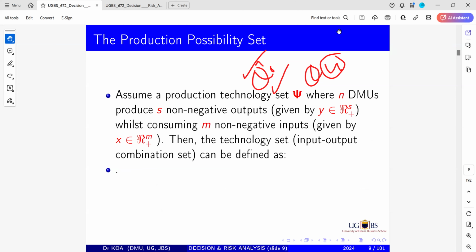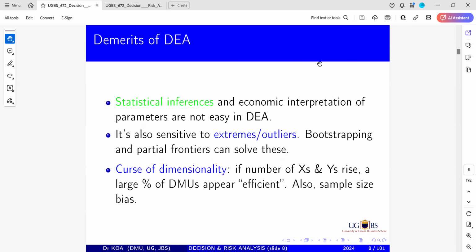So that is it. Any question on the merits and demerits of DEA? Any question? It's very important. The DEA being deterministic. So now we know that the partial frontiers and stochastic DEA can handle those.